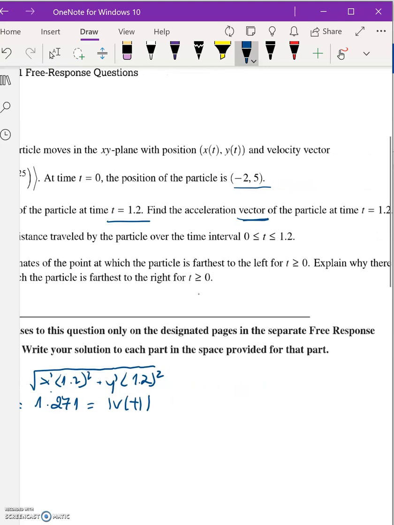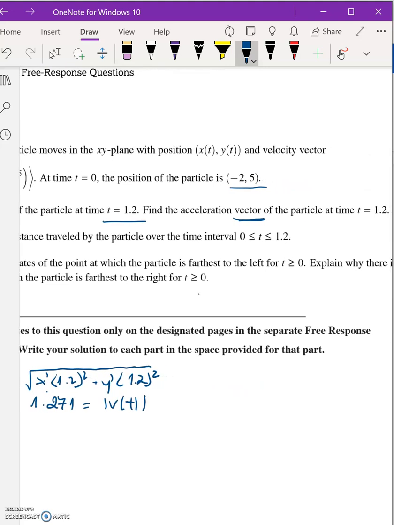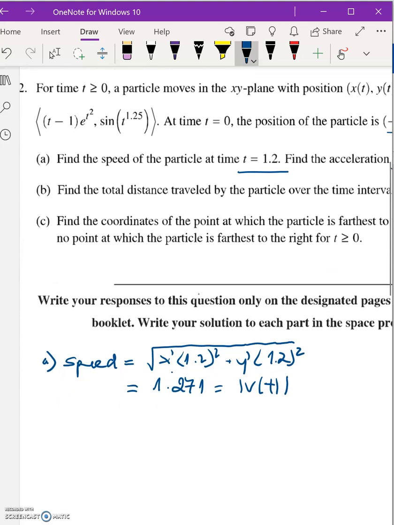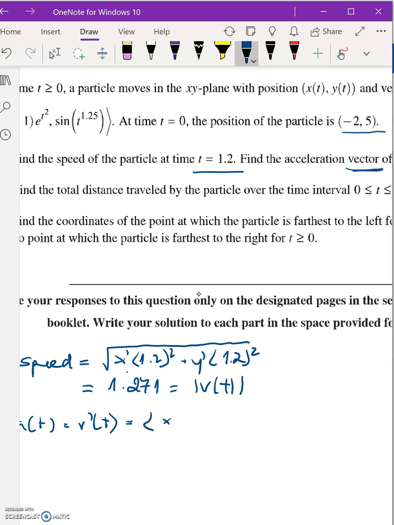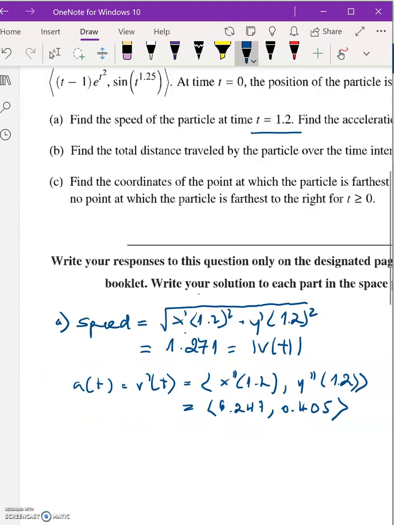And then they're also asking for the acceleration vector, so we need to find the coordinate also at t equals 1.2. So we know that acceleration equals the derivative of v, and we're trying to find the vector, so this is going to be the second derivative of x at 1.2, the second derivative of y at 1.2. Plugging this in the calculator should give 6.247, and this one 0.405. So this is the acceleration vector.